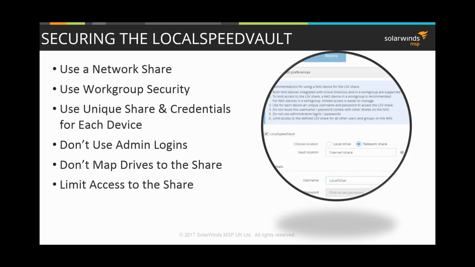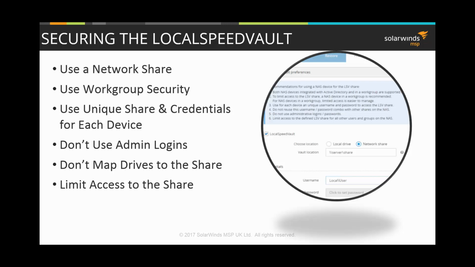In the event of data loss or infection, the local speed vault could be very useful for recovering your data, but only if it isn't encrypted with your production data. Instead of using local volumes or USB drives, we recommend a unique, secure network share. You can use domain credentials, but worker security is considered more secure. Also, we recommend that you set unique user credentials for each share and not reuse those credentials for other shares.